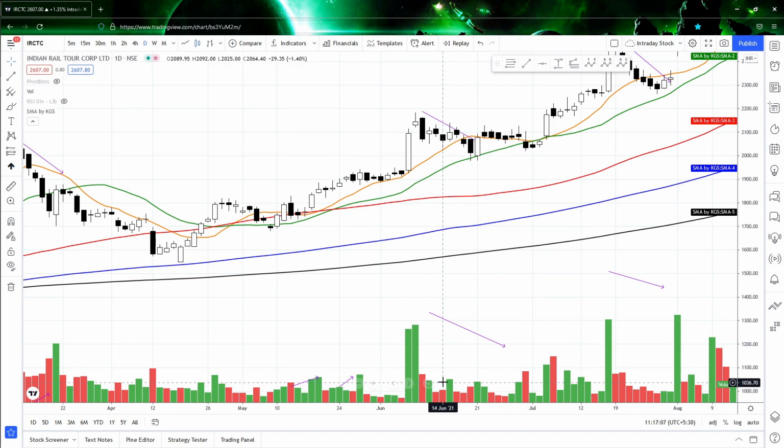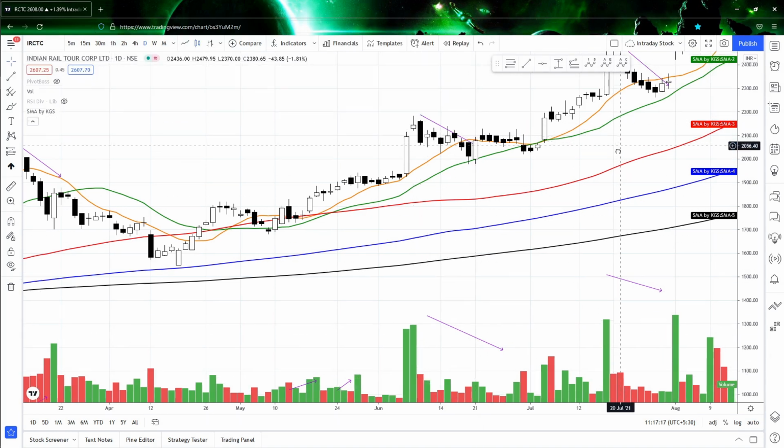Clear? So this you need to ensure. You need to ensure the volume is coming down whenever it is coming for a pullback. Even if you see over here, the price has come down and the volume is very, very low. And the same thing you need to check.